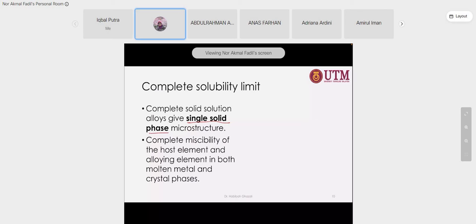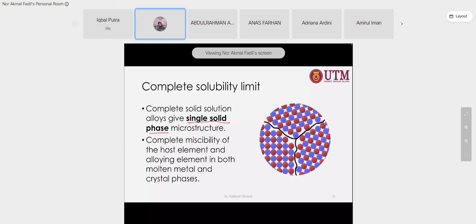Alright. So when you mix these two elements, with complete solubility limits, the type of alloy forming has only a single solid phase. Okay. So you can see it is uniformly mixed, and this is the grain boundary, just like a normal pure metal. Only one single phase, like pure aluminium, you can see only one single phase, which is aluminium. And for this kind of alloy, it is similar.